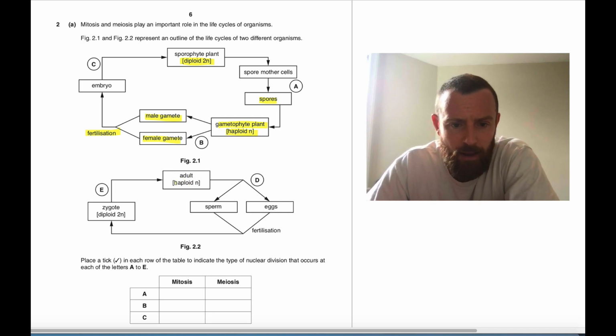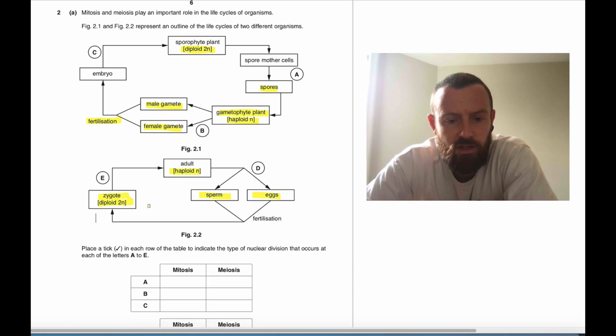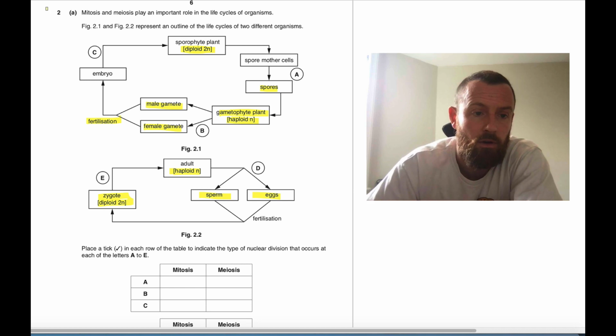That's weird, isn't it? A haploid adult. So maybe this is not a human. And then we're going to go to sperm and eggs, and we fertilize to get a diploid zygote. Okay. Place a tick in each row of the table to indicate the type of nuclear division that occurs at A to E. Okay, so what's going on at each step?